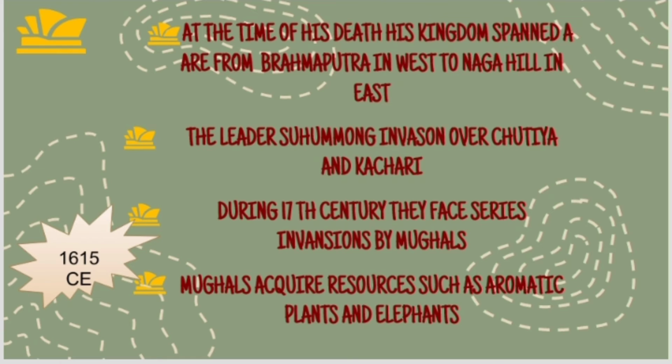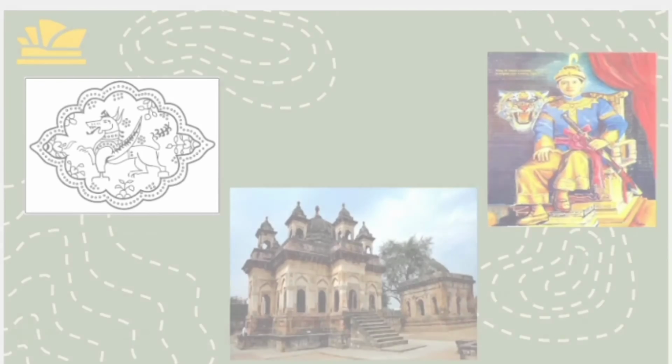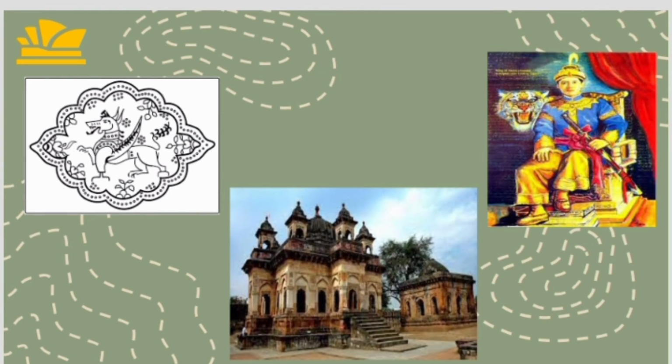Okay, so they occupied a vast area, and the Mughal rulers kept on troubling them, and they acquired resources like aromatic plants and elephants from the Ahom dynasty. I have included the emblem of the Ahom dynasty, the fort of the Ahom dynasty and King Shukapa. Have a glance at it.